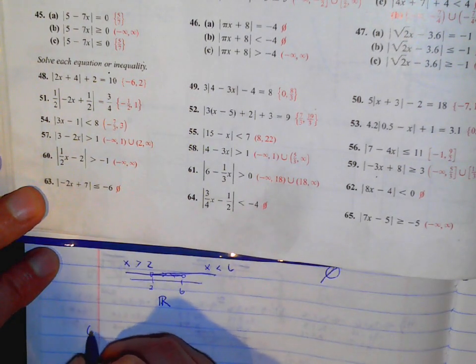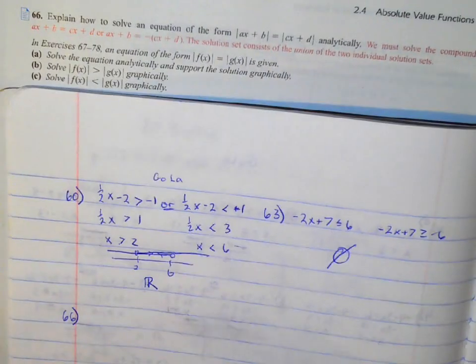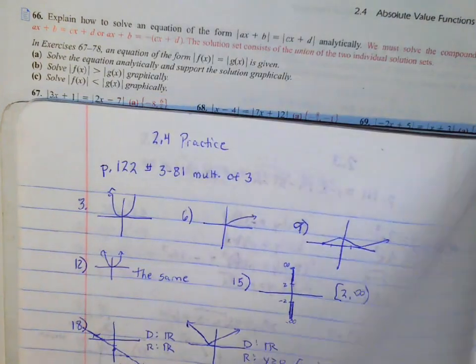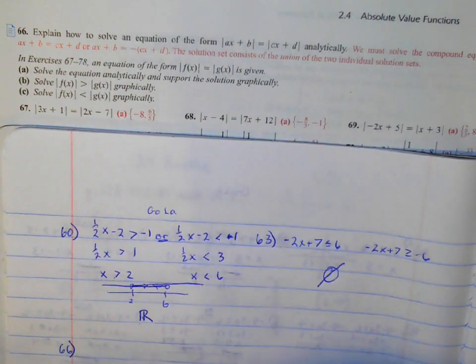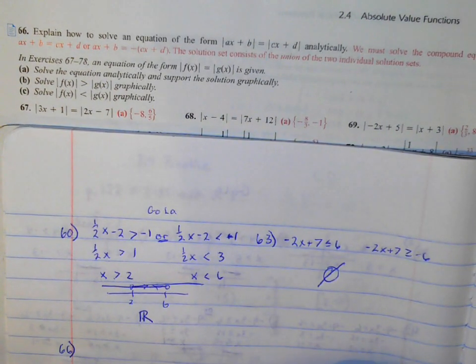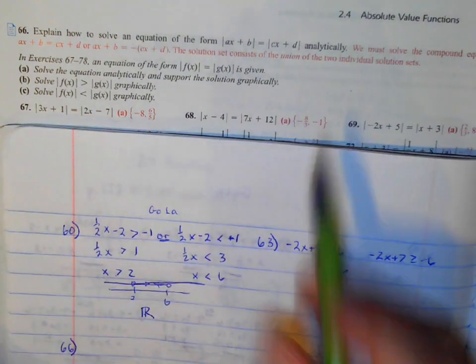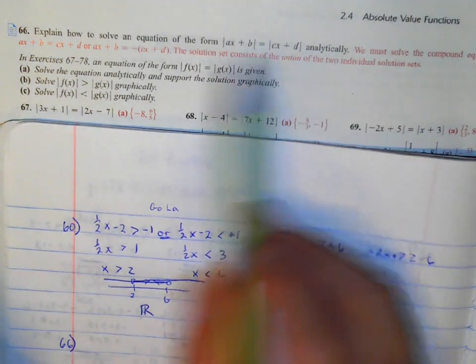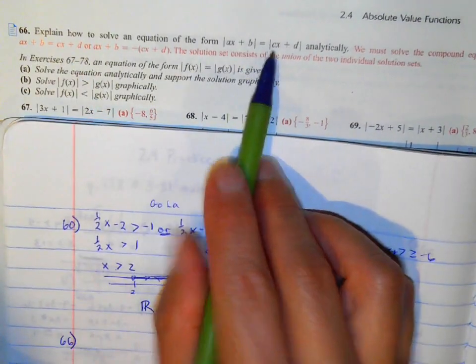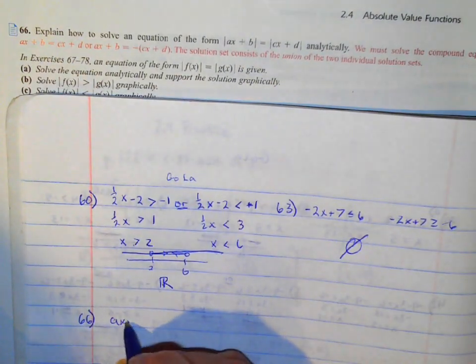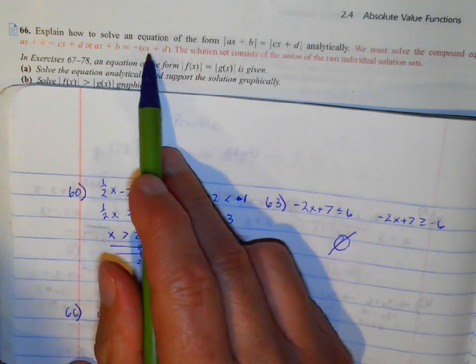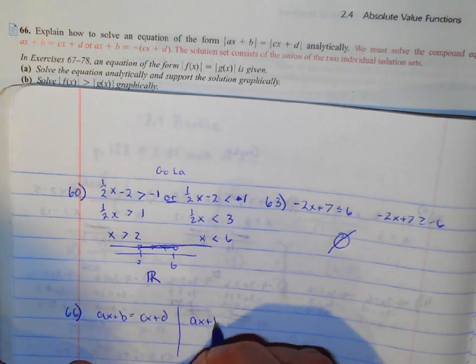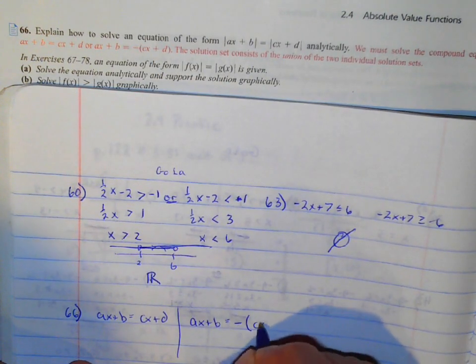66. Okay, so we had done this in our class, in the notes. When we have two absolute values, we have to set one exactly how it is. So you'd have ax plus b equal to cx plus d is one equation. And then the other equation, you have to do the opposite of it: ax plus b is equal to the opposite of cx plus d.